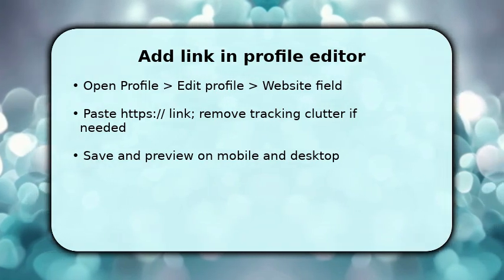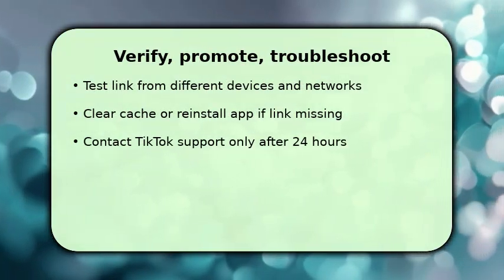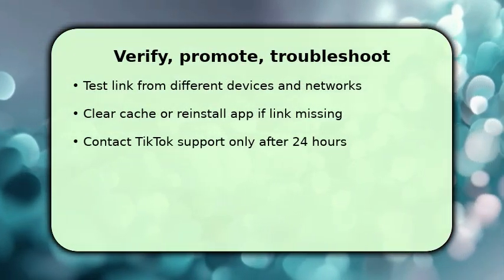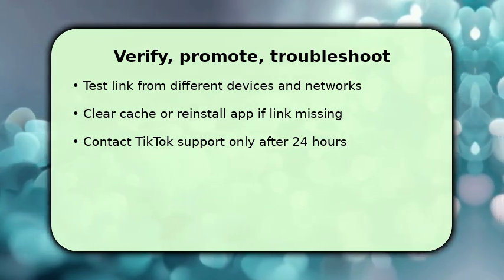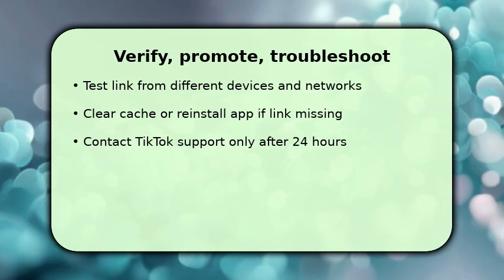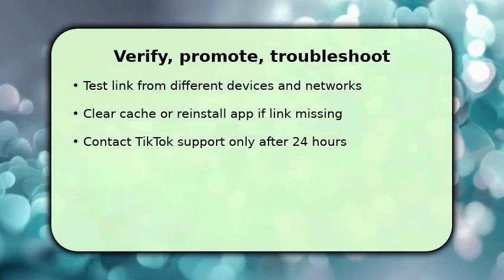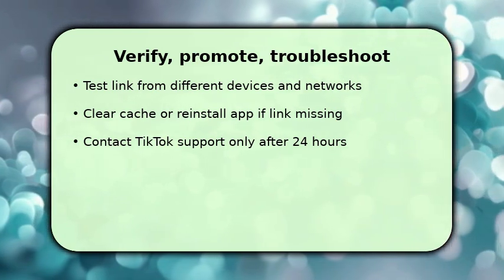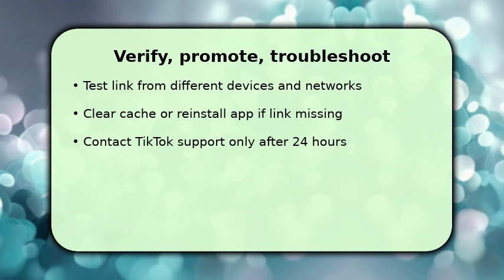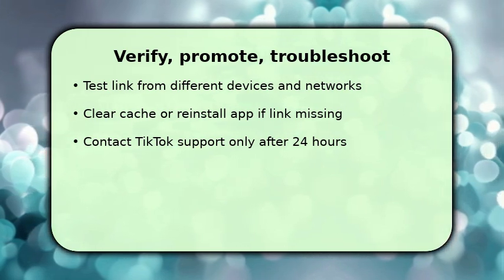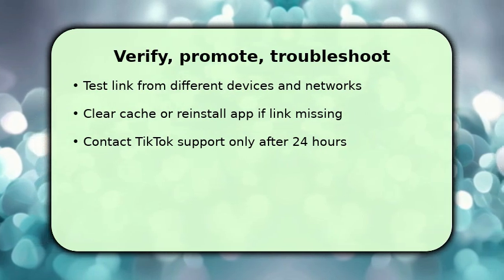Finish by verifying the link across devices. Test on another phone, desktop, and on both Wi-Fi and mobile data to rule out caching or carrier blocks. If the website field doesn't appear or the link won't save, clear TikTok app cache, force quit, or reinstall the app. Log out and back in. Make sure your account meets TikTok policies. If problems persist after 24 hours and retries, contact TikTok support with screenshots. That step helps only after you've exhausted local fixes.